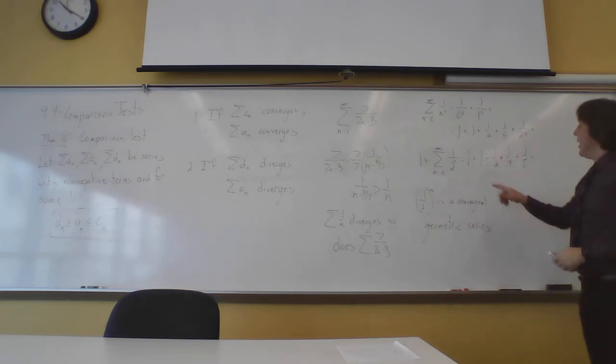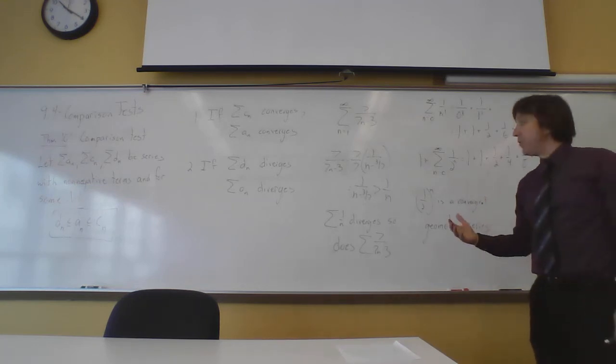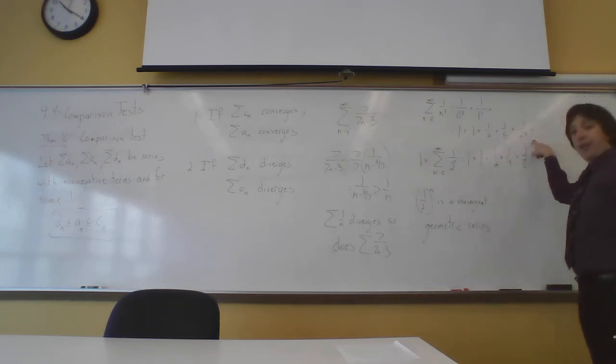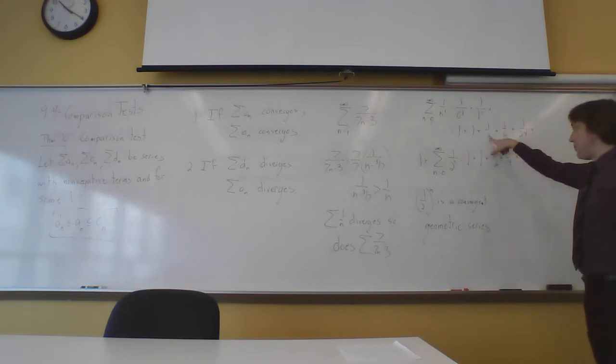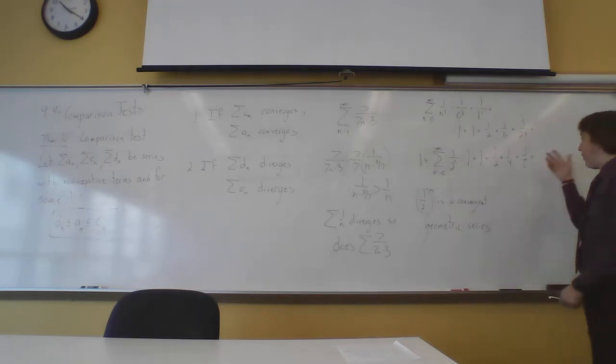And importantly, at every step of the way here, each term is greater than or equal to the terms of the sequence that we're trying to compare to. Right? A half is equal to a half. A fourth is greater than a sixth. An eighth is greater than a 24th. And that will continue to be true all the way out.